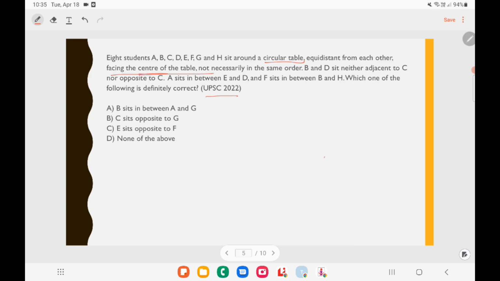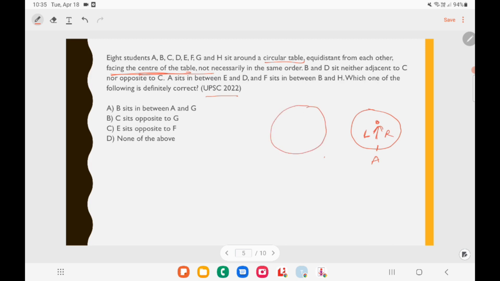This is actually very important, this sentence, facing the center of the table. I will tell you why. So if I draw a circular table like this, and let's say A is sitting here, and let's say A is facing the center. So A is looking at the center like this. Okay, that means this is the left side of A and this is the right side of A, right?